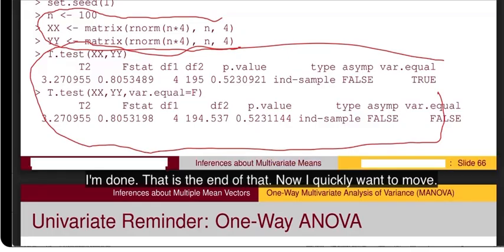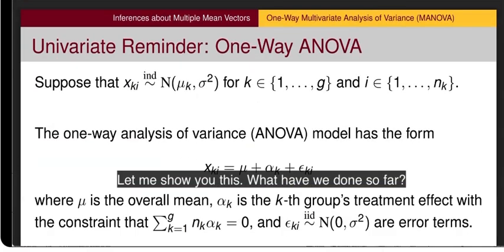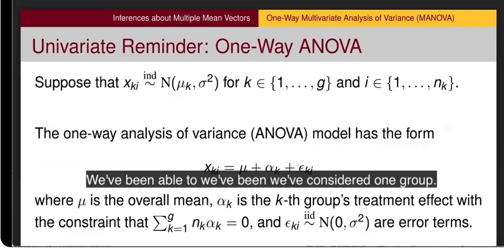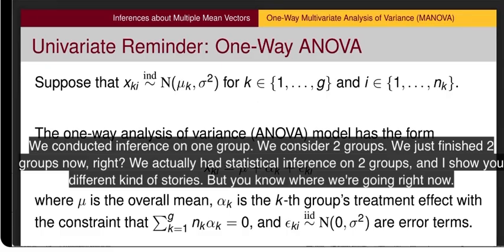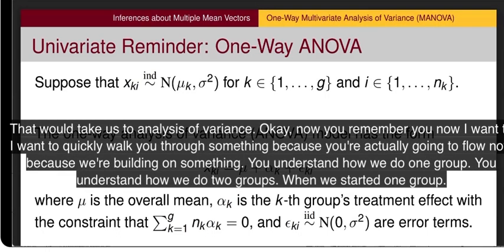Now I quickly want to move on. Let me tell you this. What have we done so far? We considered one group; we conducted inference on one group. Then we considered two groups, and we just finished two groups now, right? We had statistical inference on two groups, and I showed you different kinds of stories. But you know where we're going right now? We've done one group, we've done two groups. What if we have more than two groups? Then that will take us to analysis of variance.